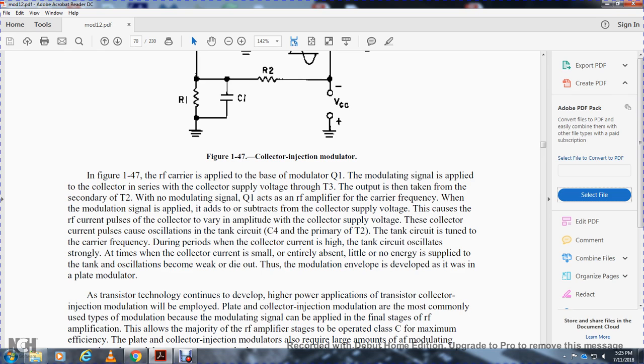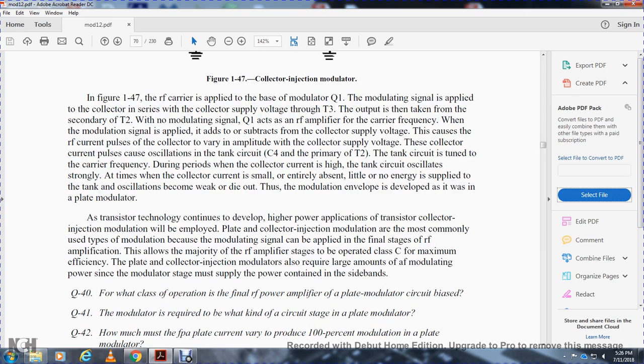This is called the oscillation of the tank circuit, with capacitor 4 and the primary winding of transformer 2. The tank circuit is tuned to the carrier frequency. During the period when the collector current is high, the tank circuit oscillates strongly. When the collector current is small or absent, little or no energy is supplied and the tank oscillation becomes weaker. The modulation envelope is developed as with a plate modulator.